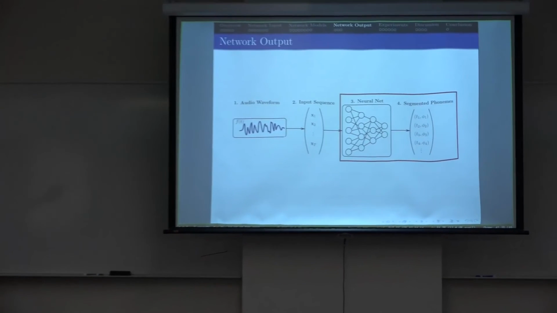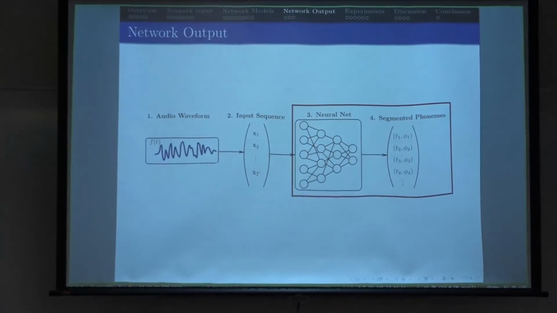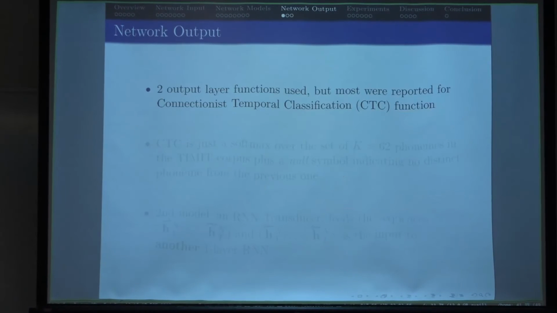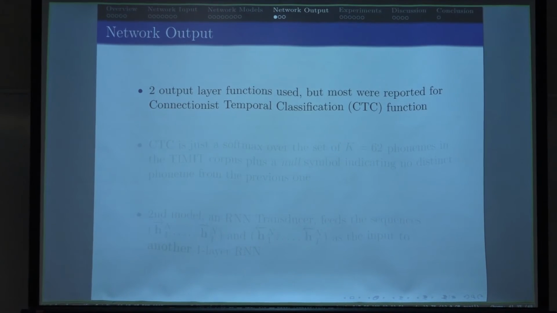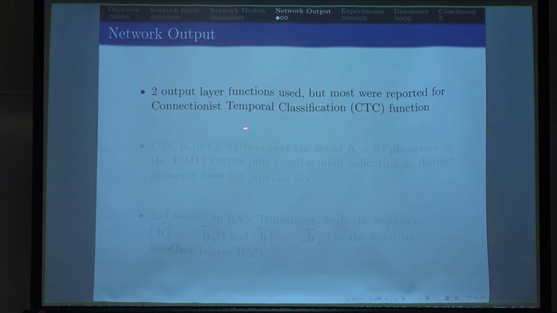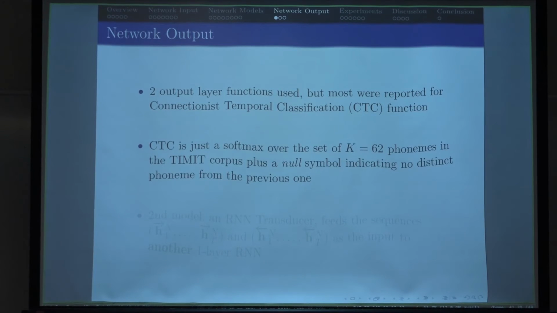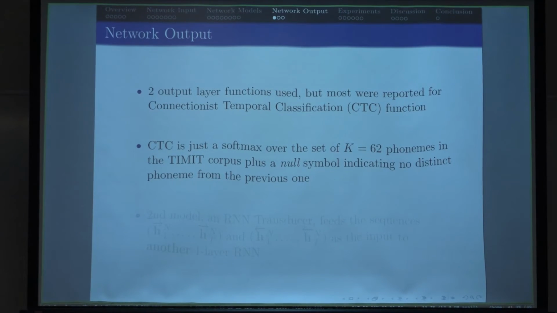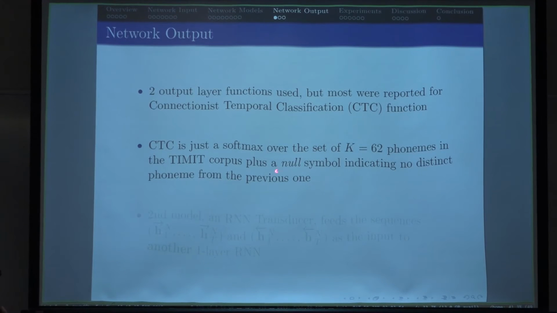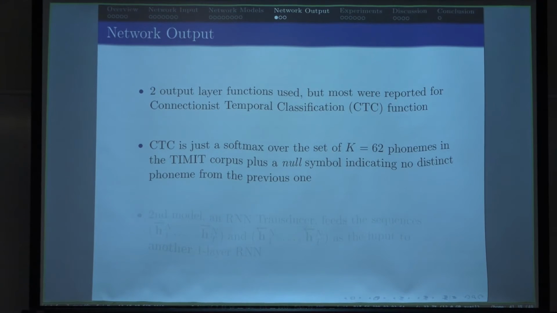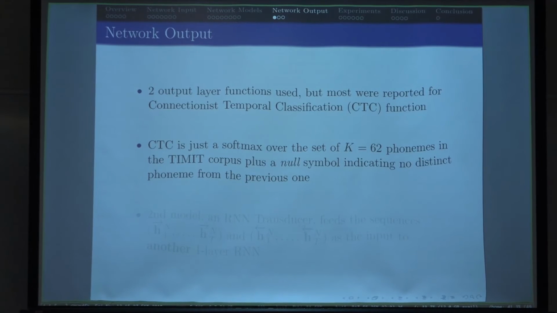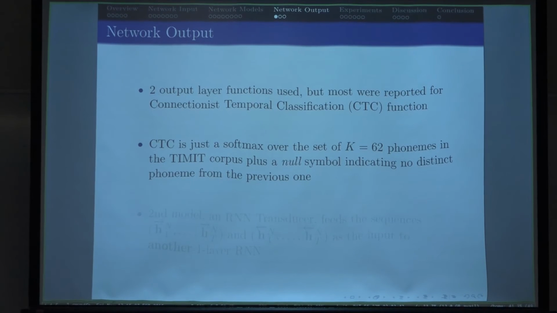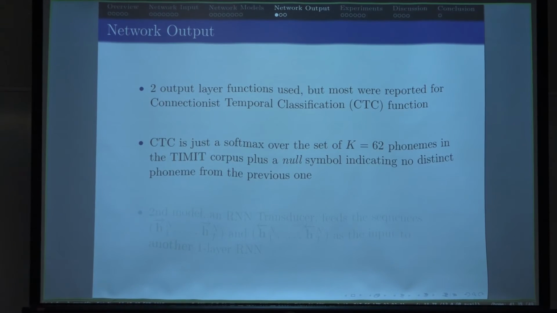OK, so we'll just talk about the 2 output layers that they've used here, because they're 2 distinct ones. I'm not going to harp too much on the second one. The first one they considered was this connectionist temporal classification, but in truth, it's really just a softmax. You have a set of phonemes in the data set, which is 62 phonemes. But you also have a null symbol, because when you listen to the full waveform, you'll only hear words every half second. But there's still a 10 millisecond window that you've been sampling. So you have many, many samples and very few phonemes.